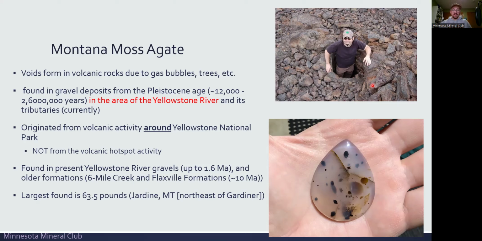So here's one quick little pop quiz that I like to talk to people about sometimes. If the agate forms in a pocket that is left from a branch or a tree, and we call those limb casts, could there be a limb cast of Lake Superior agates? And of course, the answer would be no, because Lake Superior agates formed in rocks that are a billion years old, and there weren't trees at that time.